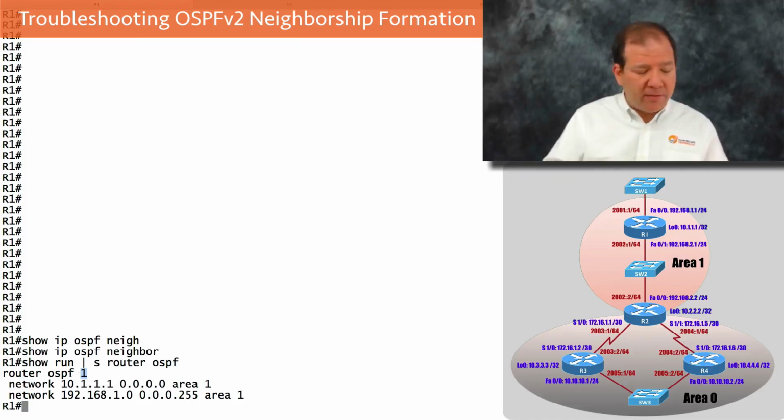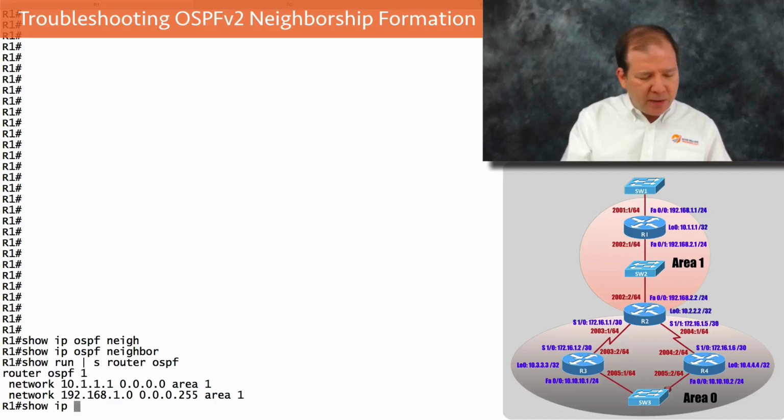Is this a problem? I've got a network statement for my loopback interface. I've got a network statement for Fast Ethernet 0/0. It doesn't appear that I have a network statement for Fast Ethernet 0/1. That would explain, if that interface were not participating in OSPF, why I did not form a neighborship. But is this necessarily a problem? Am I necessarily saying that that interface is not participating in OSPF? No. I may have gone into the interface and told the interface to participate directly.